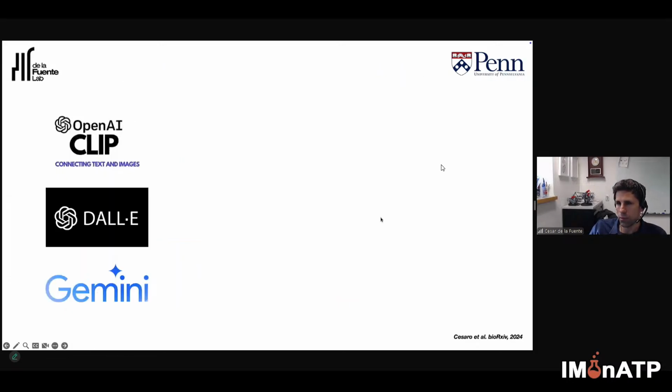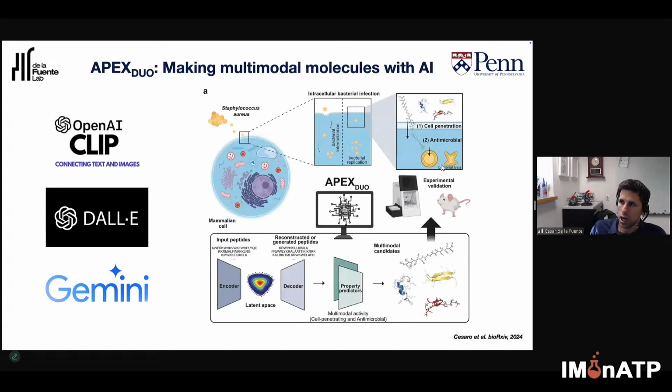And the other recent paper is that we're all familiar with multimodal models like Gemini or DALL-E that can do multiple things, right? They can take a text and convert it into an image or convert it into video and things like that. But we have never applied multimodality to molecules. And so here we just put in a preprint for this. But basically, we've developed this model called Apex Duo. It's a multimodal model.